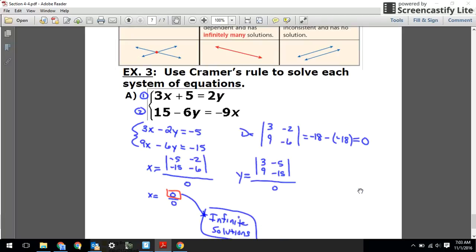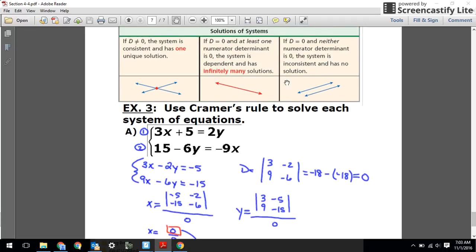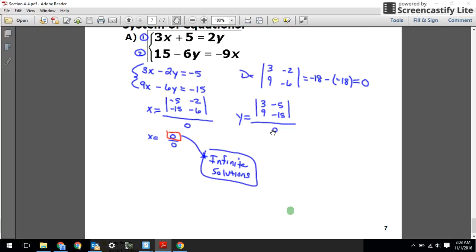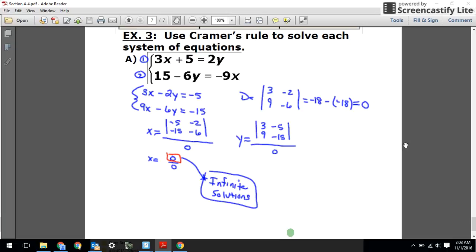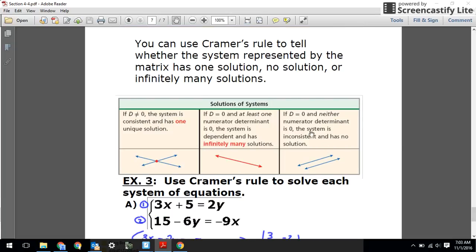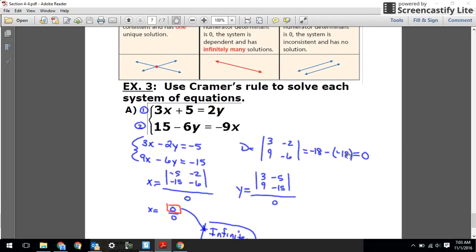You find the numerator determinants. Look at this first numerator determinant. Negative 5 times negative 6 is 30. Negative 15 times negative 2 is 30. My numerator determinant is 0. If either of the numerator determinants are 0, then this is infinitely many solutions. Basically, the lines are lying right on top of one another, so there's infinite solutions. If neither of these numerator determinants came out to be 0, but big D was still 0, then it would be an inconsistent system. The lines would be parallel.